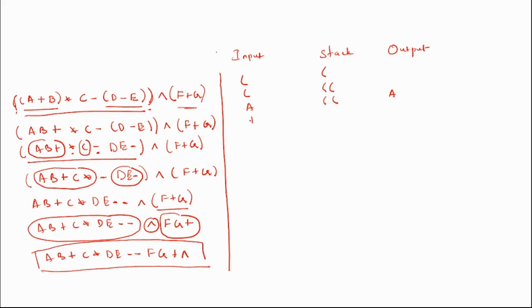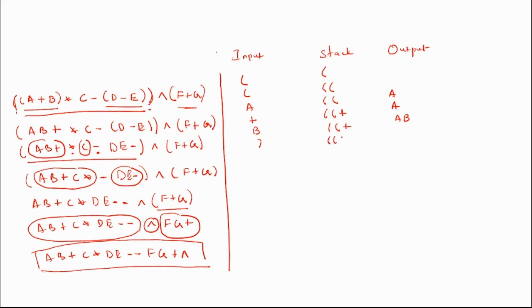Now I have a, which is not an operator, so I write a in the output. Now I have plus, right? There is nothing after this sub parenthesis, therefore I will directly push plus into the stack. Now I have b, which is not an operator, so I will write ab, correct? And then I will close the parenthesis.